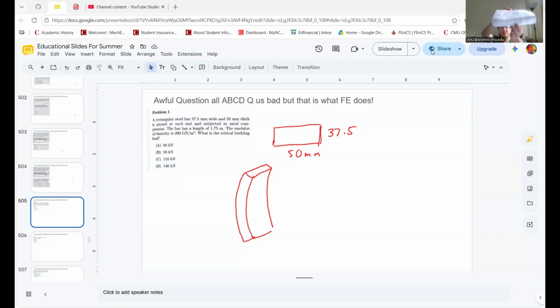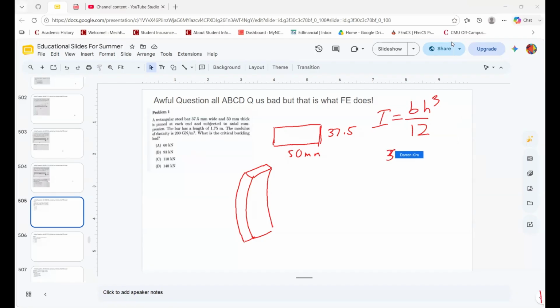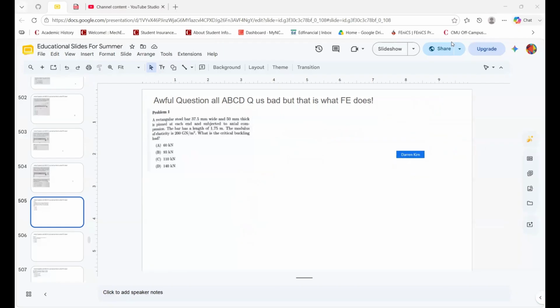Why is this important? Well, in reality, sooner or later you're going to have something like this right now, where it's uncertain where it's going to bend. And why does that matter? Well, because of your I over here, b h cubed divided by 12. Which one is the base? Which one is the change? So the 50 is the base in this case, and 37.5 cubed is the change, and it's divided by 12.